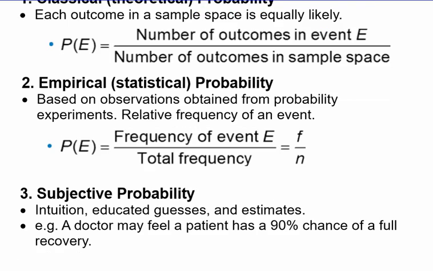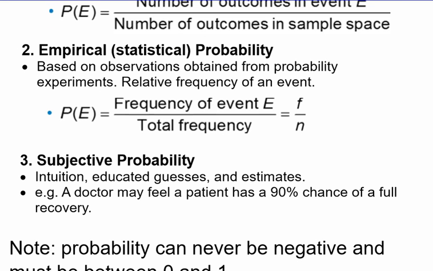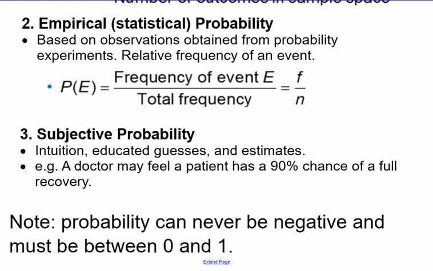The last one and the least used is kind of where probability got its start, and that's subjective probability. Intuition, that was that maritime example when companies would give out insurance plans based on just kind of thought. So intuition, educated guesses, estimates. An example might be a doctor feeling a patient has a 90% chance of a full recovery. That's just subjective probability, not based really on any mathematics. Sometimes it might be based on some empirical data from medical studies, but again, it's just kind of like a gut feeling.